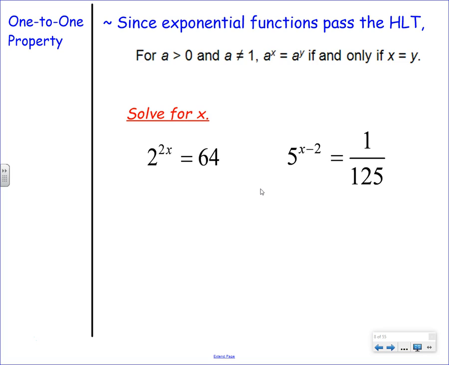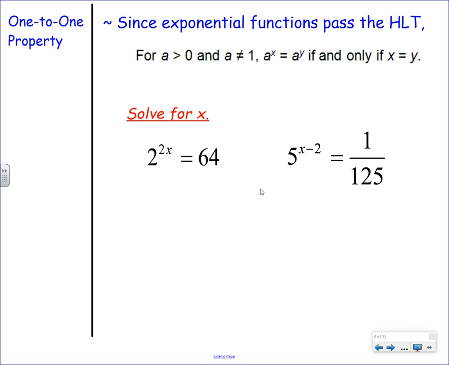This property is a big one. It's not the only one, but it's a big one. It can be tricky and yet, oh, it can be so nice. Give you a second to write it down. You might want to put a little star by it, especially if you're a highlighting kind of person. The one-to-one property of exponential functions.